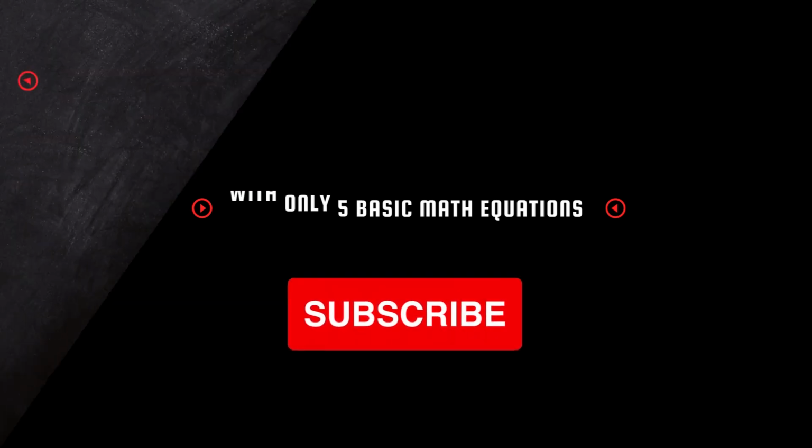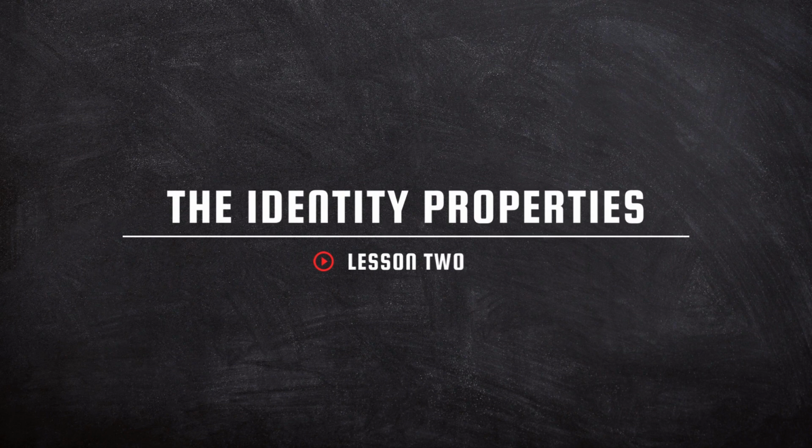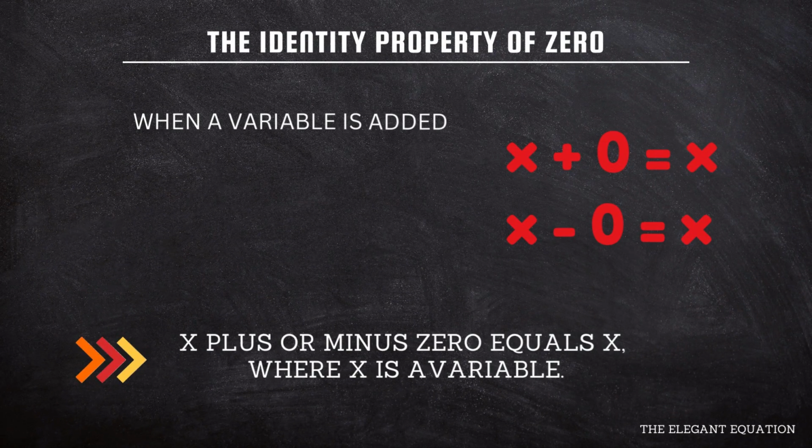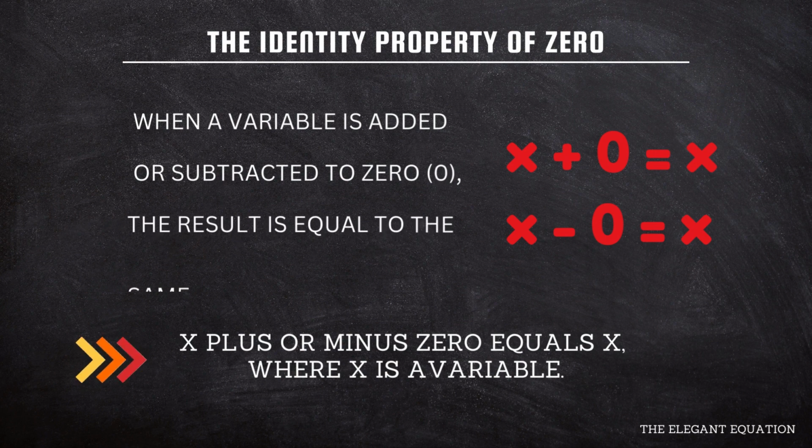Our topic for today is all about identity properties. This is lesson 2 of our series. The first identity property is the identity property of 0. The identity property of 0 means that when a variable is added or subtracted to 0, the result is always equal to the same given variable. For example, x plus 0 equals x, x minus 0 equals x. Thus, x plus or minus 0 equals x, where x is a variable.